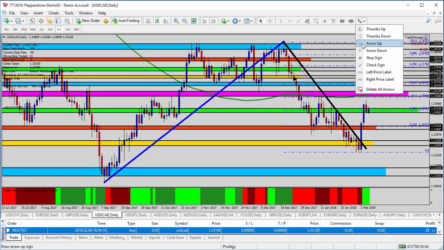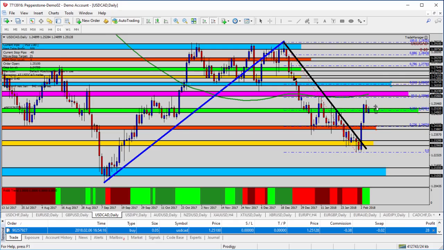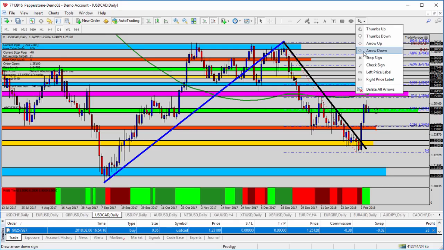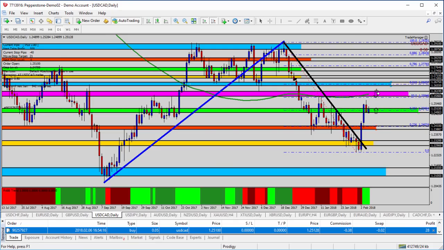So as long as it stays within and above that green zone, I'm focused on buying and targeting back towards the pink zone, which happens to be where the 50% retracement level of that same black trend is. It also is where the 100 period simple moving average on the daily time frame lives as well, right here into the 126 level. So as long as it stays in there, I'm focused on the upside.